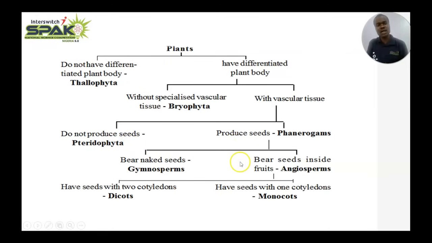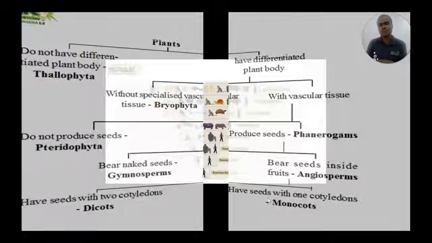Then under the phanerogams, you have the gymnosperms, individuals that possess naked seeds. Then we have the angiosperms, individuals that have their seed inside a fruit. So they are seed bearing, the seeds are contained inside fruit, but for gymnosperms, the seeds are naked. And then under the angiosperms, we have dicots and monocots. Of course, the monocots are more advanced compared to the dicots.